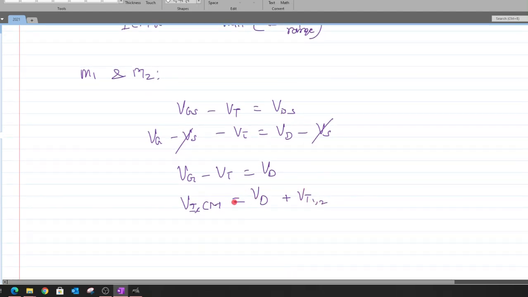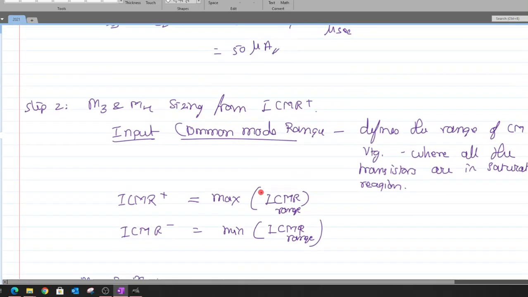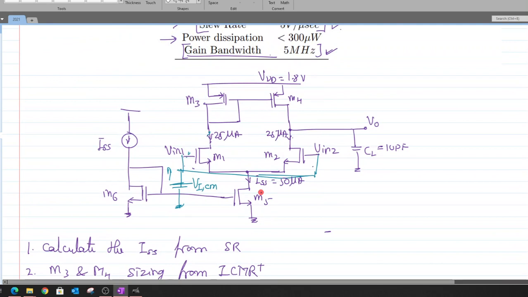Now we just need to know what is the voltage across this drain. So how do we compute that? We know that under this common mode input, the currents across both these branches would be the same. In order to have the same currents, the voltage at this particular node and the voltage at this other node are supposed to be the same.